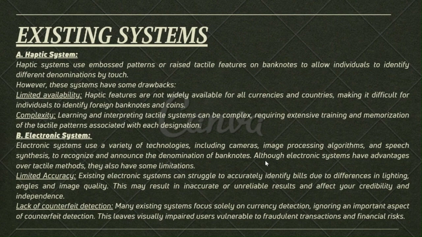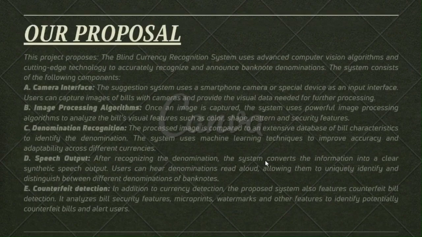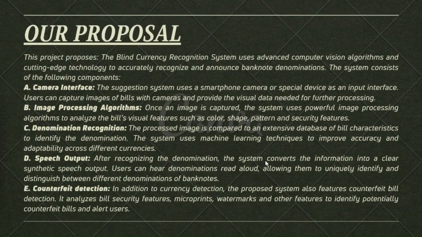Coming to the second system, it is the electronic system. This is where technology comes into place. It includes image processing techniques and different models to train and be used for the detection of the currency. Also, they have limitations like limited accuracy and lack of counterfeit detection. So we have seen our existing systems and we have seen that counterfeit detection has been missing. So what we propose is also to include the counterfeit detection.